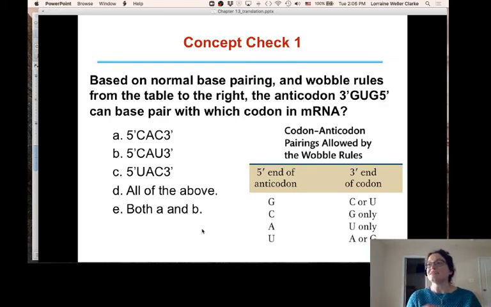It cannot bond with C, again, because the wobble rules only have to do with the final one on the 3' end, not on the first one. The first one can't be different, okay? G must bond with C on the first one. U must bond with A in the second one. The third one has the wobble. Okay.